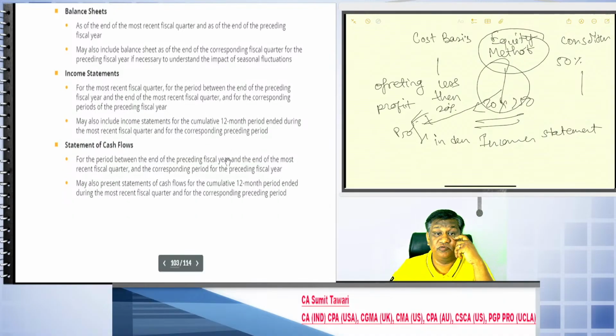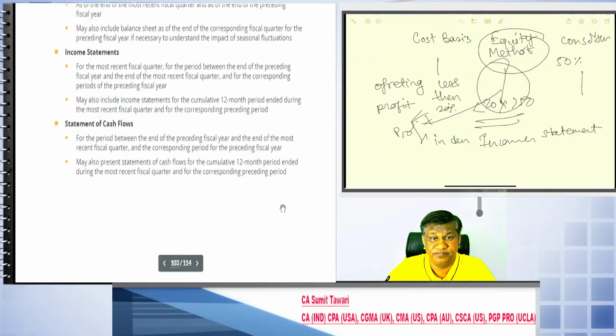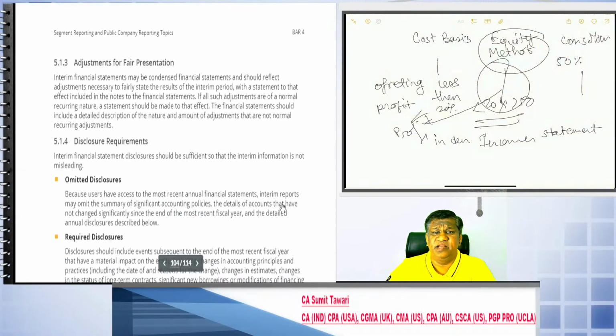Okay, the statement of cash flow, the same, for the period between the end of the preceding fiscal year and the end of the most recent fiscal quarter and the corresponding period for the preceding fiscal year. May also present a statement of cash flow for the cumulative 12-month period ended during the most recent fiscal quarter and the corresponding preceding period. Then adjustment for fair presentation. So the interim financial statement may be condensed financial statement and should reflect adjustments necessary to fairly state the results of the interim period, with a statement to that effect included in the notes to the financial statement.